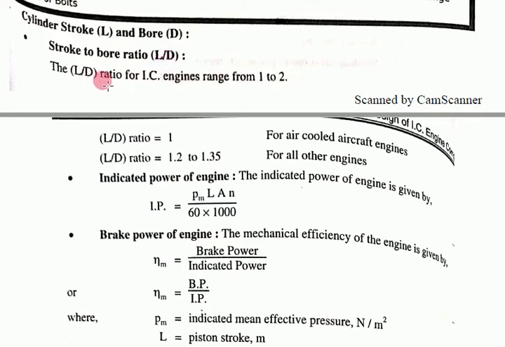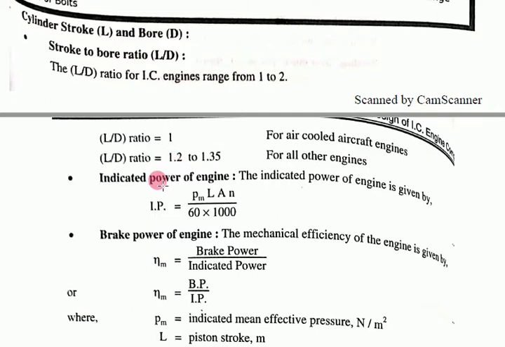For the L by D ratio, we have to assume L by D between 1 to 2 for an IC engine. Here, the L by D ratio is equal to 1 for an air-cooled aircraft engine. If there is an air-cooled aircraft engine, then L by D should be 1. And for all other engines, almost all the examples we are going to do in the next lecture, we select an L by D ratio of 1.2 to 1.35. This is the assumption that we are going to make.